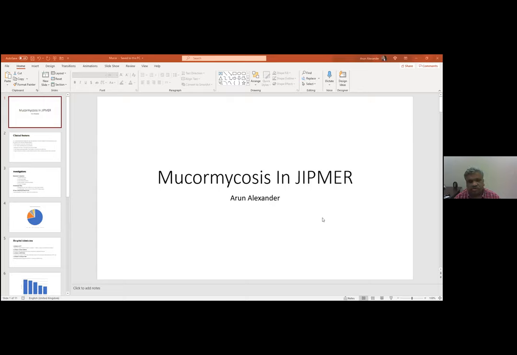Now, why mucormycosis was so common was because India had the largest lockdown of any kind in the whole of the world. So this lockdown made access to primary healthcare difficult for most people. People who are diabetic could not see a doctor. There was no access to diabetic medicine. There was no public transportation. So we saw a lot of people with uncontrolled sugars who came with mucormycosis.